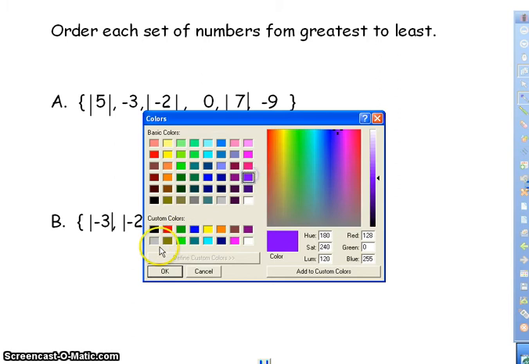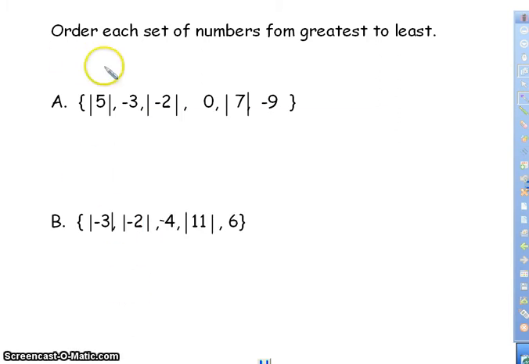I'm going to change my color here. Okay, so the absolute value of 5 is 5. The absolute value of negative 2 is 2. And the absolute value of 7 is 7. Now, please, it just makes it so much easier if when you order them from greatest to least, you include what it originally looked like. Okay, because on the homework and when we grade it tomorrow, you're going to be able to see that absolute value signs. It's just going to be easier to grade.